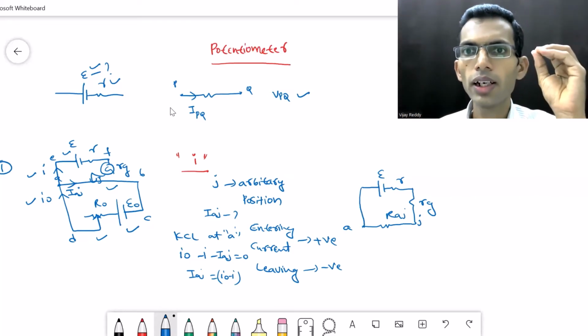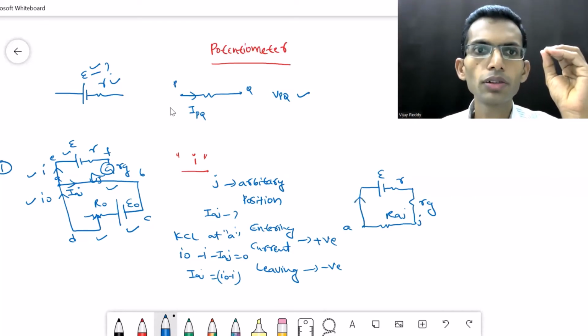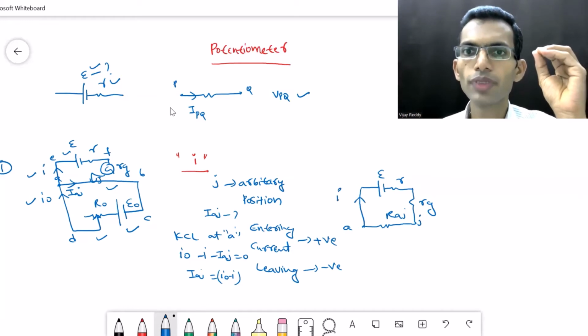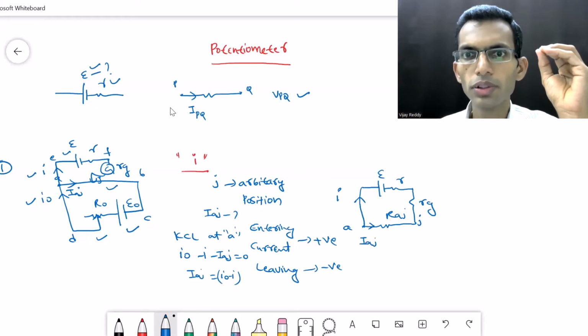Right. But we already mentioned I is the current flowing through the sub-circuit in clockwise direction, whereas current I naught flows from A to J.